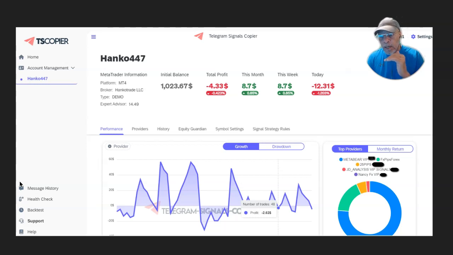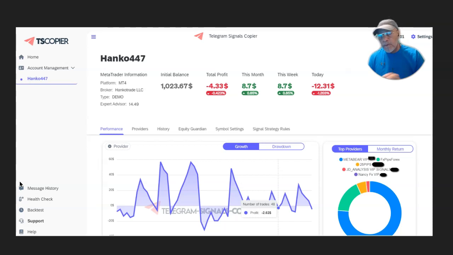So this TS copier, Telegram signal copier, supposedly, is that a word? Yeah, I think it is. What it does is it takes the text off of a Telegram message, puts it into a signal format, and executes it on MT4 or MT5, depending on what you have. That enables us to test several signals at the same time.